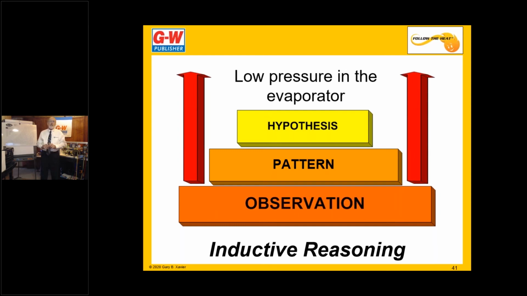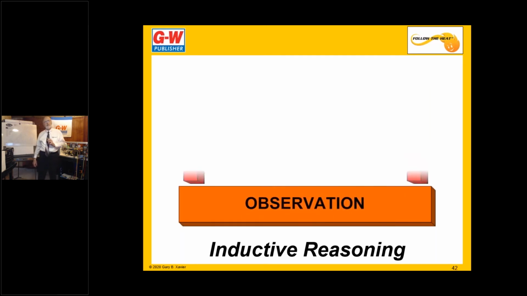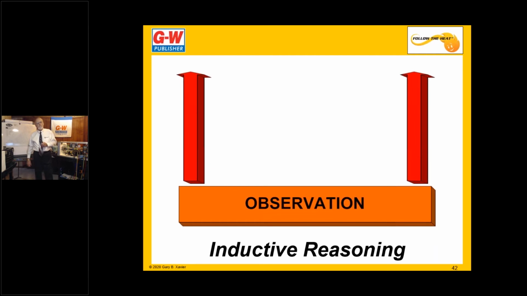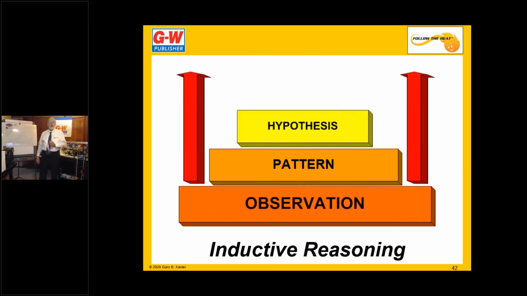The only way you can get ice on that evaporator is if the saturation temperature of the refrigerant in the evaporator goes below 32 degrees Fahrenheit. And that's because of the pressure in the evaporator. It's because of the pressure and saturation temperature. That's inductive reasoning. So, once again, observation. Look for the pattern. Establish your hypothesis. And then look at the theory of it.